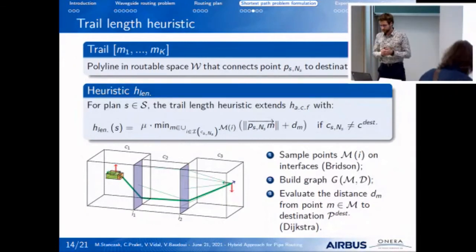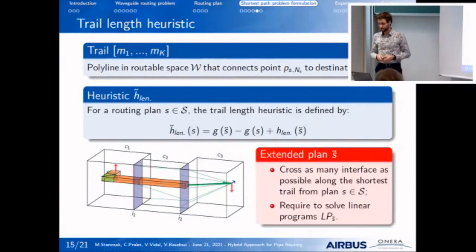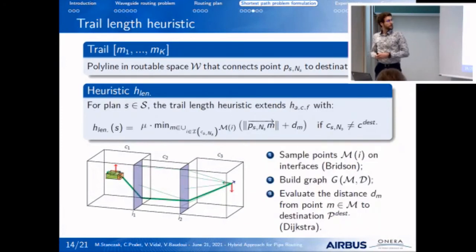And then we built a graph by connecting the sample points on neighbor interfaces as well as the destination. And then we evaluate the distance of each sample point to the destination using a Dijkstra algorithm. So we can use as estimation the length of the shortest trail for our routing plan S.